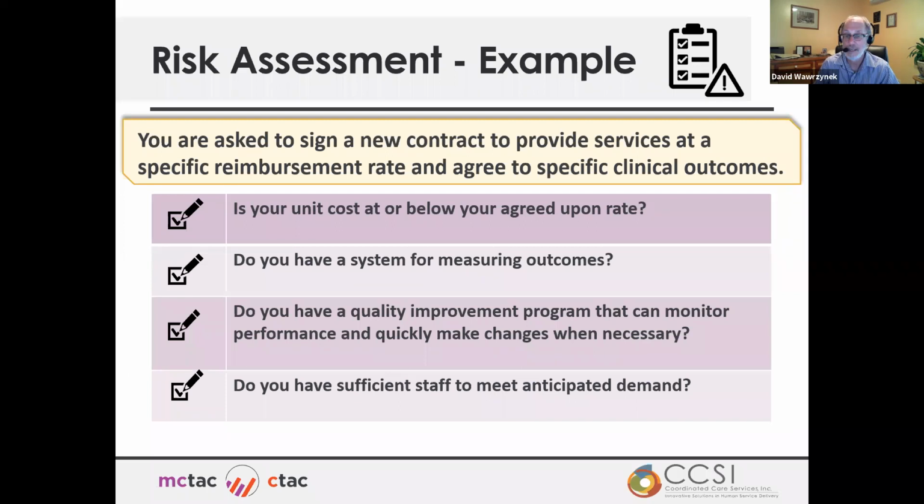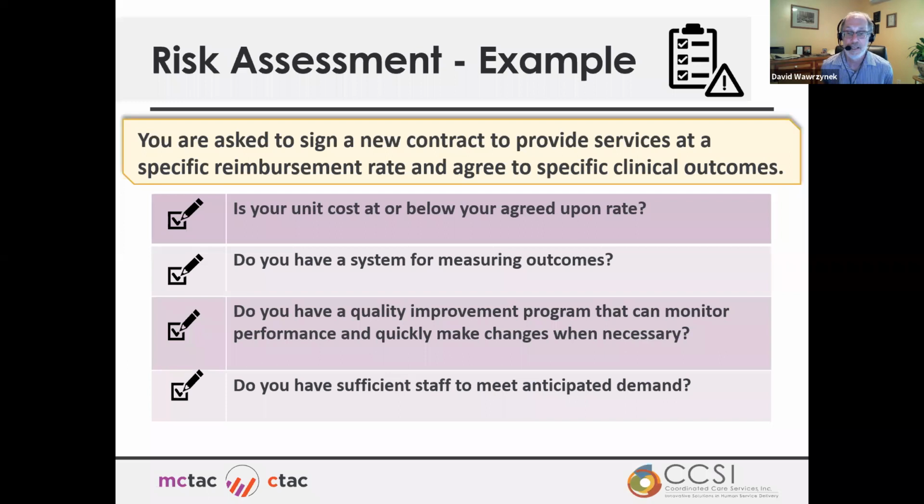That's the next question. How about, do we have a quality improvement program that can monitor performance and quickly make changes when necessary? Monitor our clinical outcome performance so we can pivot. We can impact those things. We could impact a higher unit cost than we agreed to, but we need to monitor against that, understand what the risk is, monitor against it, and have a process for making change. If we don't have that, we're at risk.